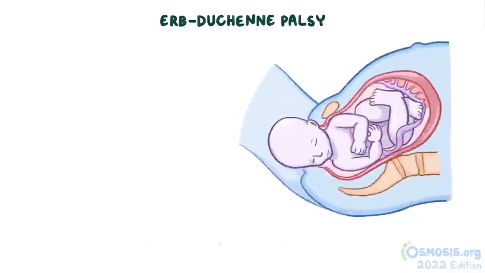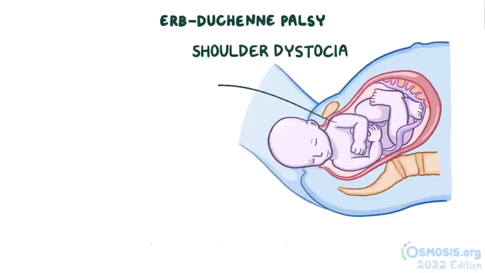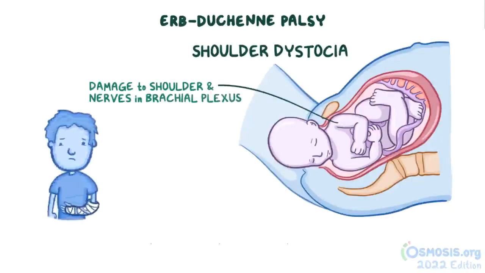This injury commonly occurs in infants during labor, in a condition called shoulder dystocia, which is when the baby gets stuck in the birth canal and one or both shoulders become trapped against the bones of the maternal pelvis. When the baby is pulled out, the force could cause damage to the shoulder and the nerves in the brachial plexus. Although most common in infants, Erb-Duchenne palsy could affect people at any age when there's shoulder trauma.